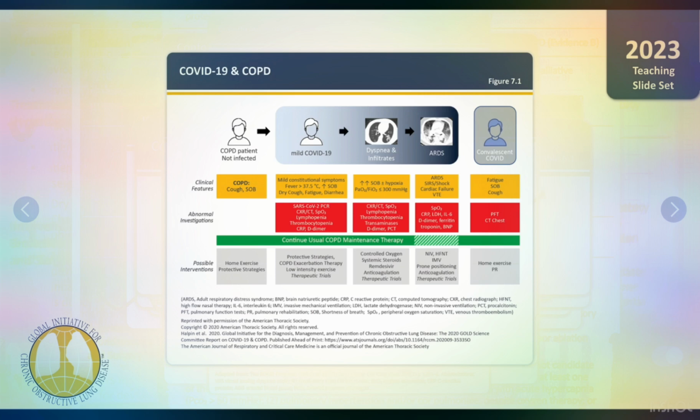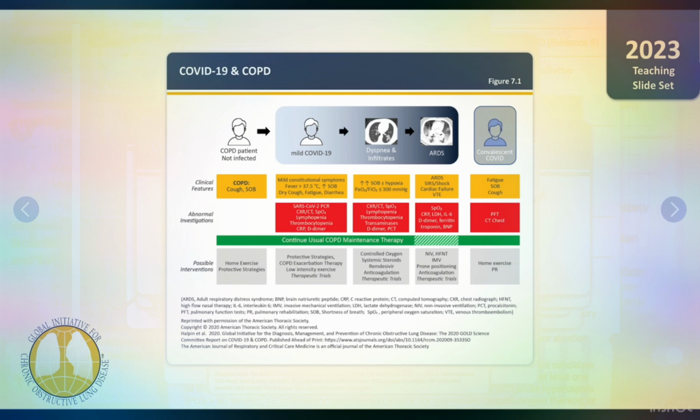And they are telling that we should do a COVID-19 test, then chest X-ray, CT, saturation, lymphopenia, thrombocytopenia, CRP, and D-dimer. And what are the possible interventions? They are telling we should do protective strategies, COPD exacerbation therapy, low intensity exercise should be recommended, and therapeutic trials we should start.